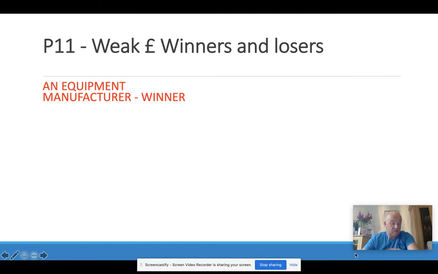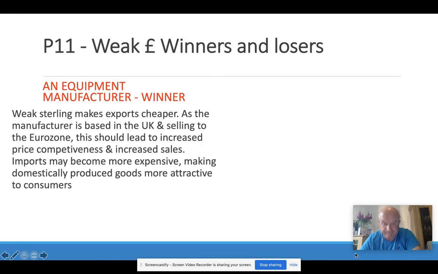Okay, so in this instance, the equipment manufacturer is going to be a winner. The reason is that if we've got a weaker level of sterling, that's going to make exports cheaper. The manufacturer is based in the UK and is selling into the Eurozone, and as a result of that, it should lead to them being more price competitive, and that should then lead to increased sales. Imports also are going to become more expensive, and it might make domestically produced goods more attractive to consumers. So the equipment manufacturer in this instance should be a winner. Okay, so that's the first one.